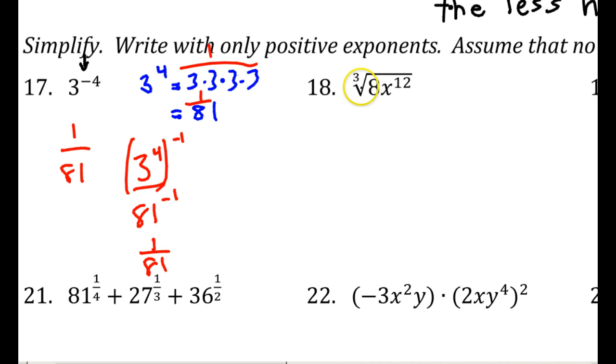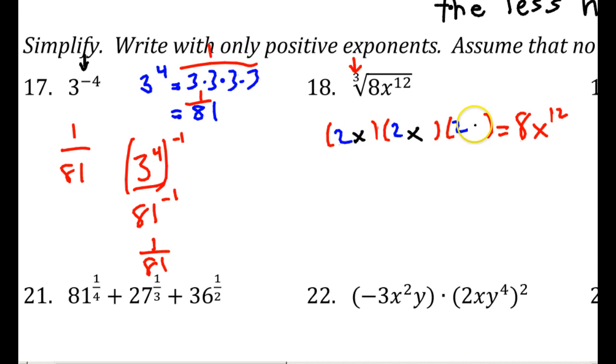Number 18 is what times itself 3 times? 1, 2, 3, equals 8. What would that be? 2 times 2 times 2. And the other part would be x to the 12th. So what would that be? X to the what? 4 plus 4 plus 4 is 12. So your answer is 2x to the 4th.